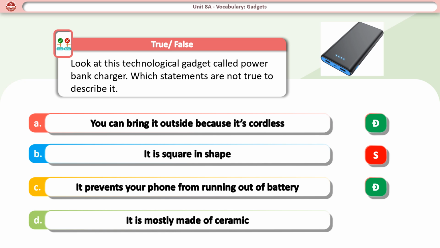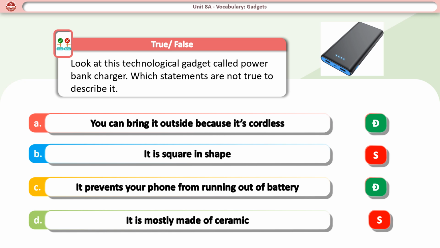And then for D, it is mostly made of ceramic. Well, I don't think that it is the correct answer because it will be very hard for a technological gadget to be made of ceramic. And this will be the complete answer for this true false exercise.